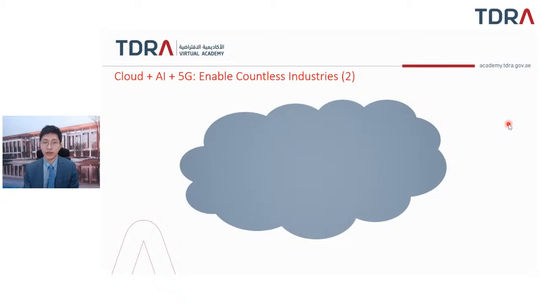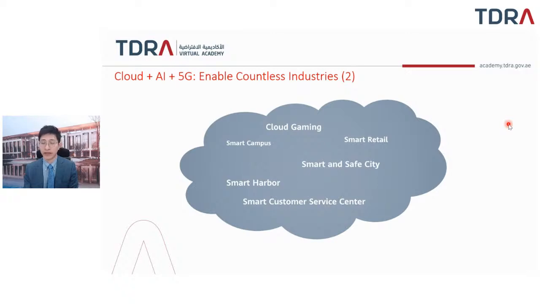Okay, so except the examples from industry and education, the combination of this cloud service and AI and 5G have been used in other aspects like cloud gaming, the smart tail, and the smart customer service center. In this way, people not only can use the technology or know the technology, but the technology can make people's life much easier, much more convenient, and much more wonderful.